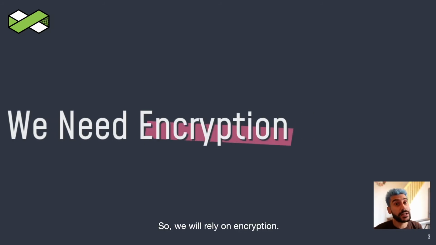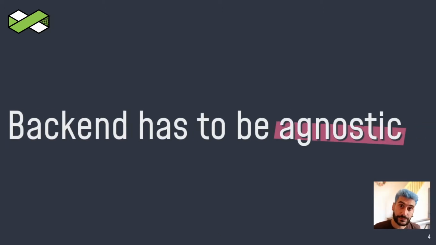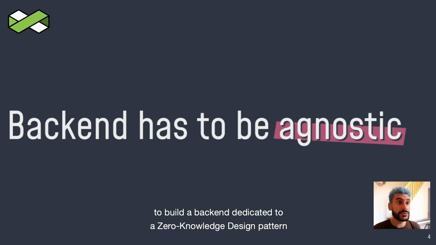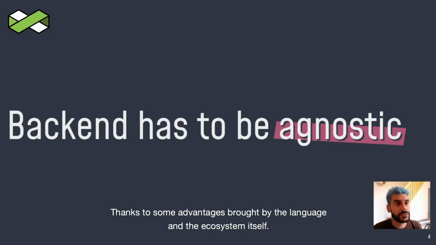So we will rely on encryption, and I mean a lot of encryption. But fortunately, this encryption occurs in the client itself, or in the various clients that you will use to access your application. And your backend by itself has to be agnostic, which means you can use any kind of technology you're comfortable with to build a backend dedicated to a zero-knowledge design pattern or a zero-knowledge architecture. To help you build this backend, we will rely on Node.js, thanks to some advantages brought by the language and the ecosystem itself.